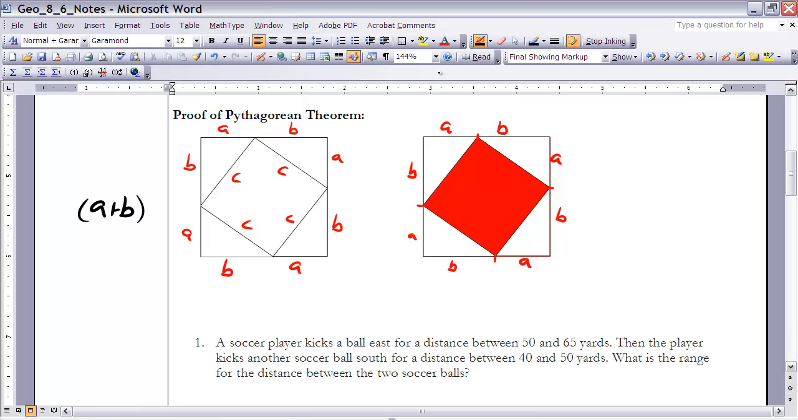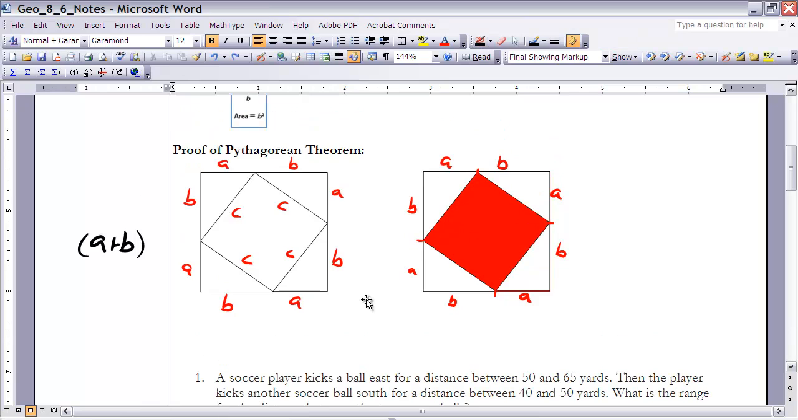Okay, and I'm going to do it over here in this picture by moving the triangles around to show you that is the case. So I'm going to move these triangles around, and remember now the red area represents the area of C squared. Okay, so if I move these triangles around a little bit, as I'm doing that, you can see that they're going to fit.